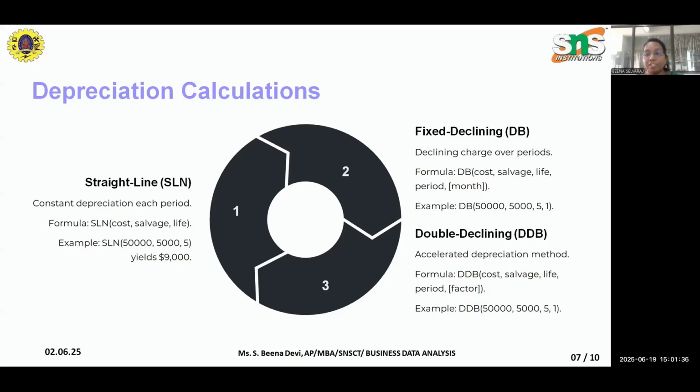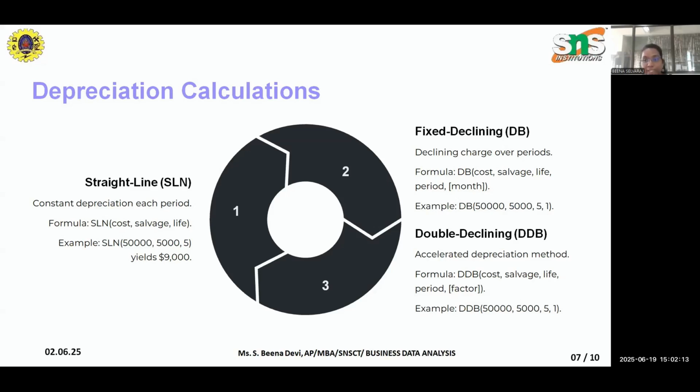The third one is the double declining method, DDB, which is accelerated depreciation. For that we use the syntax DDB, which involves the cost, salvage, life, period and factor. For example, the cost is 50,000, the salvage is 5,000, the life is 5 years and the period is 1 month. Using the double declining method, how can we derive the depreciation? This is how you need to calculate the depreciation.